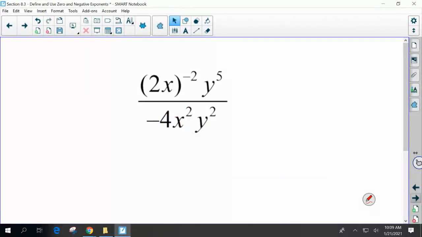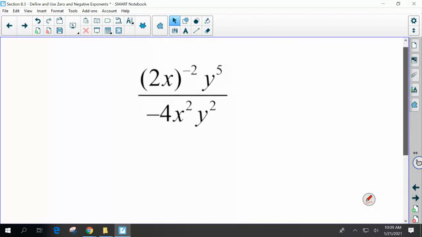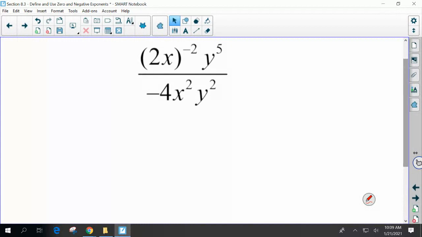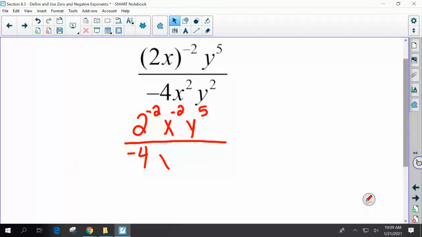Okay, so this one is a multi-step problem. First, we need to take care of the parentheses. So we're going to essentially distribute that -2. And we're going to have 2 to the -2, not y, x to the -2. And then I'm just going to rewrite everything else. Y to the 5th, -4, x squared, y squared.